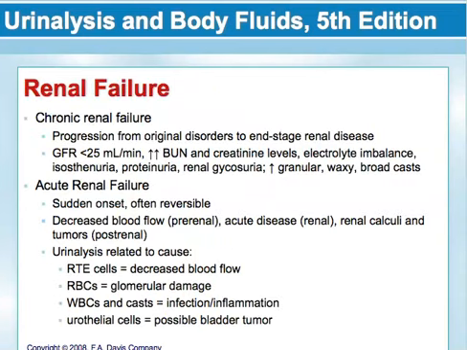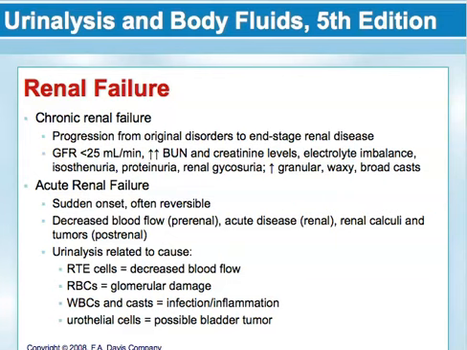Okay, finally, renal failure exists in acute and chronic forms. Usually the chronic form is the result of progression from the acute form, and then it can progress further to end-stage renal disease. It's characterized by a distinct decrease in the GFR, which would be indicated by a result less than 25 milliliters per minute, steadily increasing serum BUN and creatinine values, electrolyte imbalances, proteinuria, lack of renal concentrating ability, which would produce an isosthenuric urine, renal glycosuria, and many granular, waxy, and broad casts would be present.